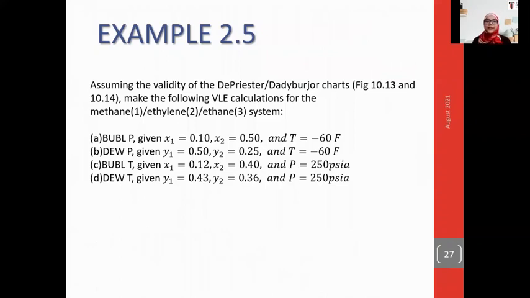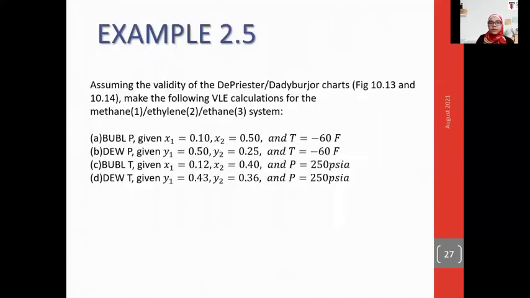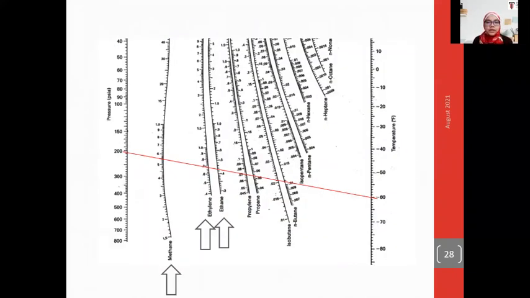Okay, let's take a look at the example. We have a 3-component system. We have the bubble point calculation as well as the dew point calculation. The composition is also given to us, so you may try on your own to obtain the values. Okay, let's take a look.